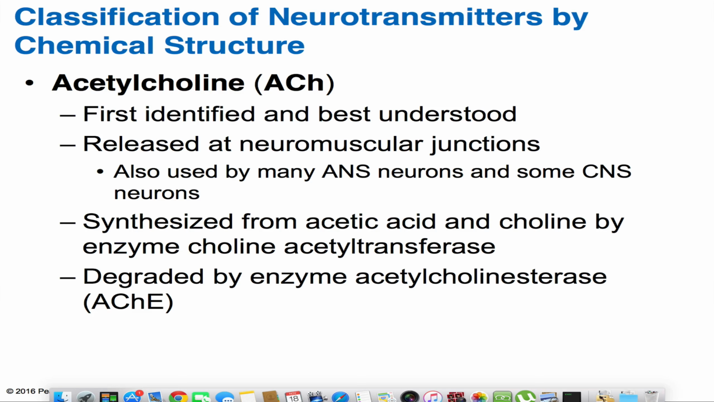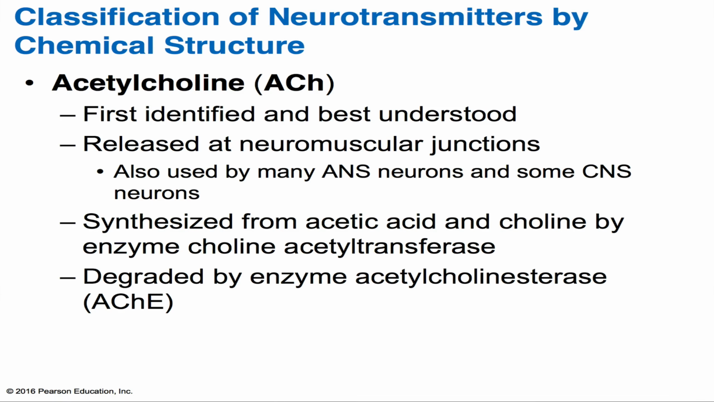So it's released by all neurons that are stimulating skeletal muscles, and also by some neurons of the autonomic nervous system. We also find acetylcholine in some of the neurons that are found in the central nervous system. It's made from acetic acid and choline by the enzyme choline acetyltransferase. And after it's synthesized, it gets sent to the vesicles where it's stored for release.